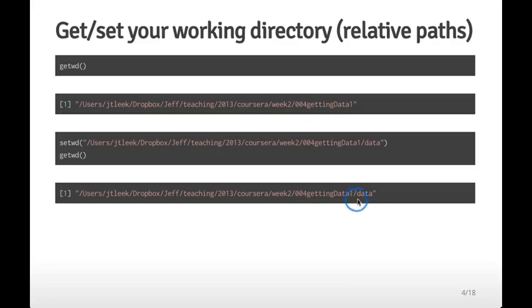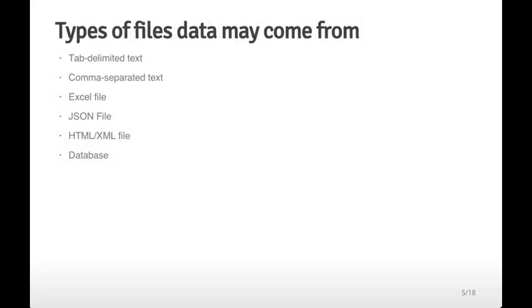Similarly, we could then type setwd and remove the /data, just type everything before /data, and move back up into the getting data1 directory. Sometimes absolute paths can be useful because they show you exactly where all the folders are and it can be more explicit. But again, it might be a little bit difficult to use absolute paths if you're going to be sharing the data analysis that you're performing with someone else.